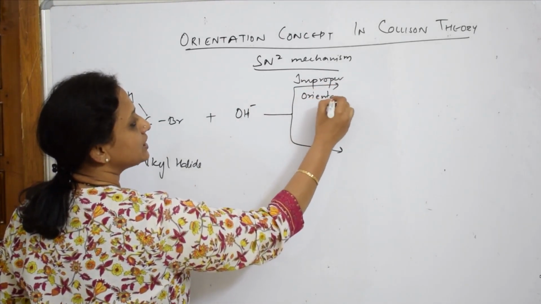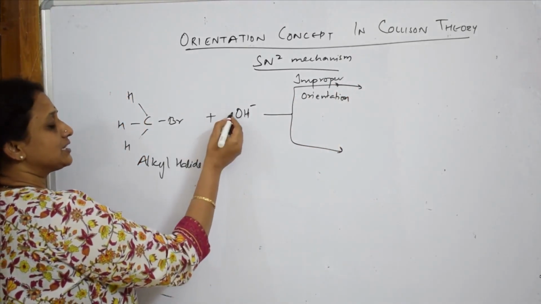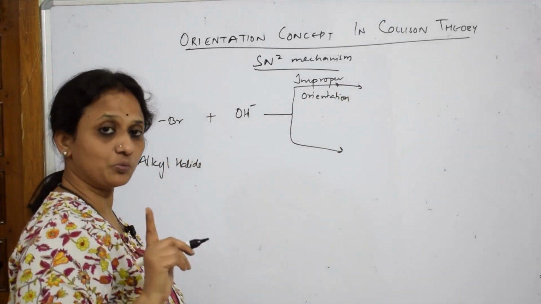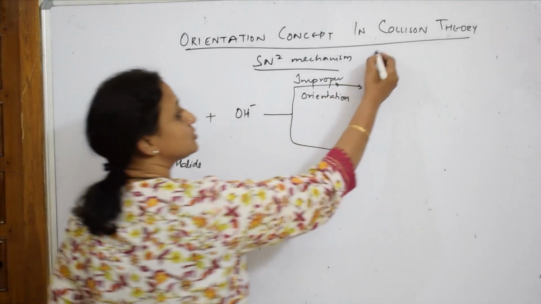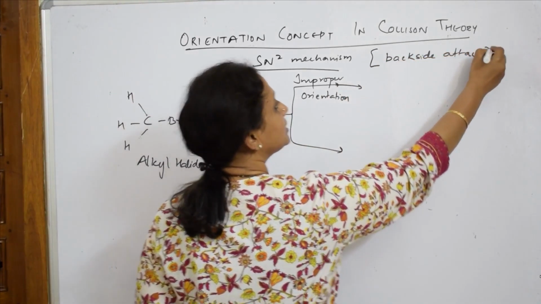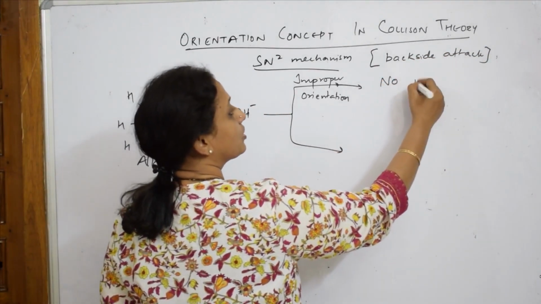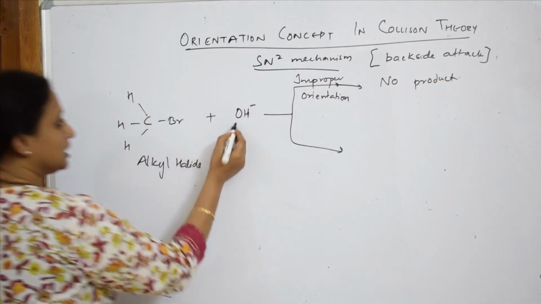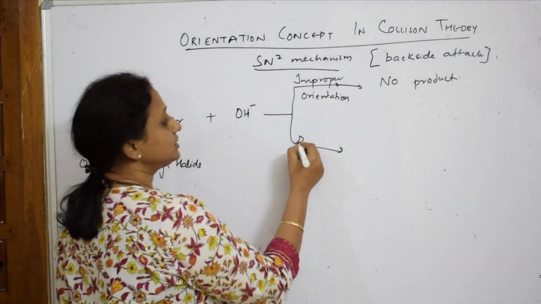How is this improper orientation? Orientation means arrangement. Suppose this OH is attacking from this direction, do we expect products? No, isn't it? Most important, OH minus has to attack from the back. In the SN2 mechanism, what is the orientation? It should be backside attack, correct? So if OH is attacking from this direction, there is no product formation, because the orientation is not correct. But if the OH is attacking from here, we call it proper orientation.